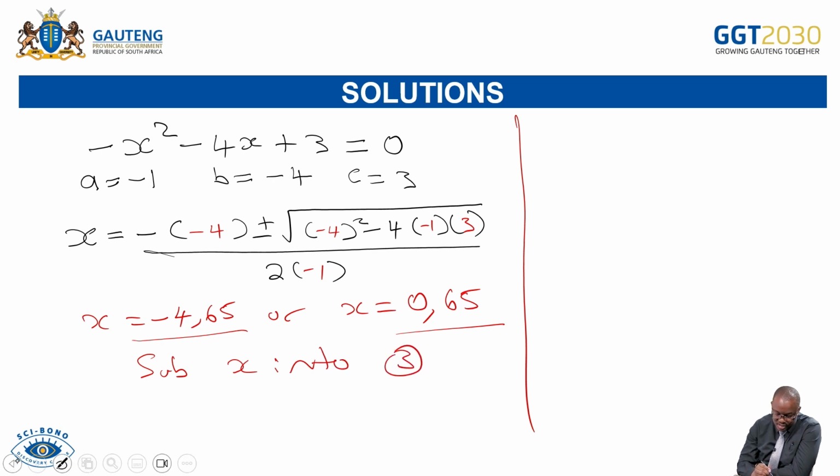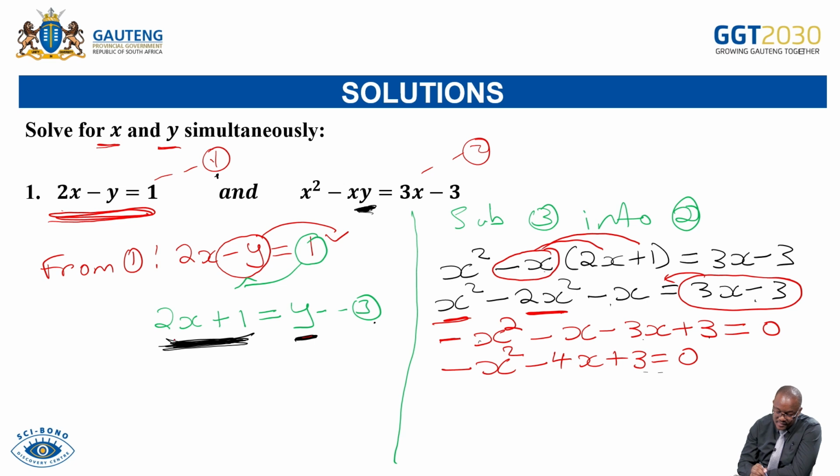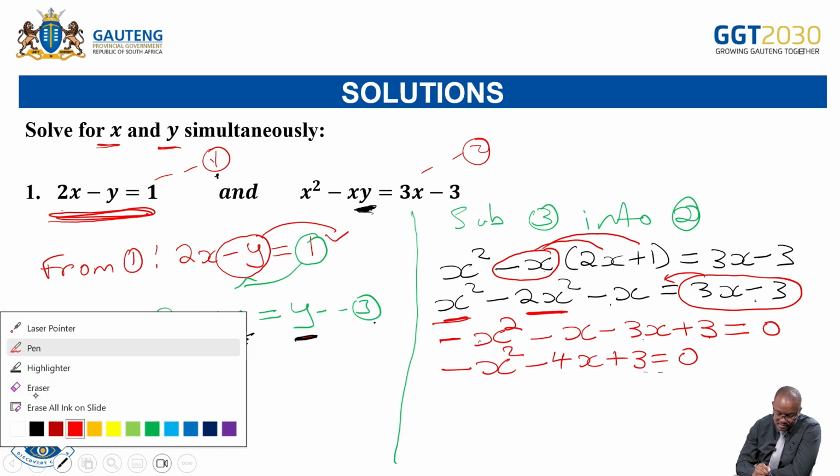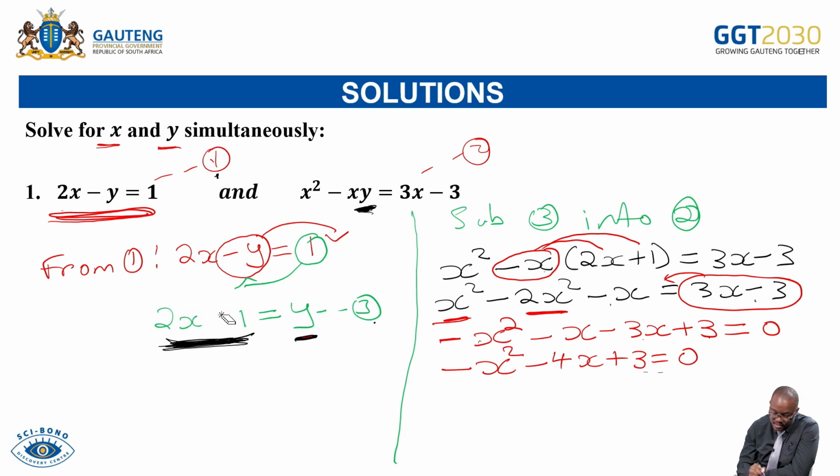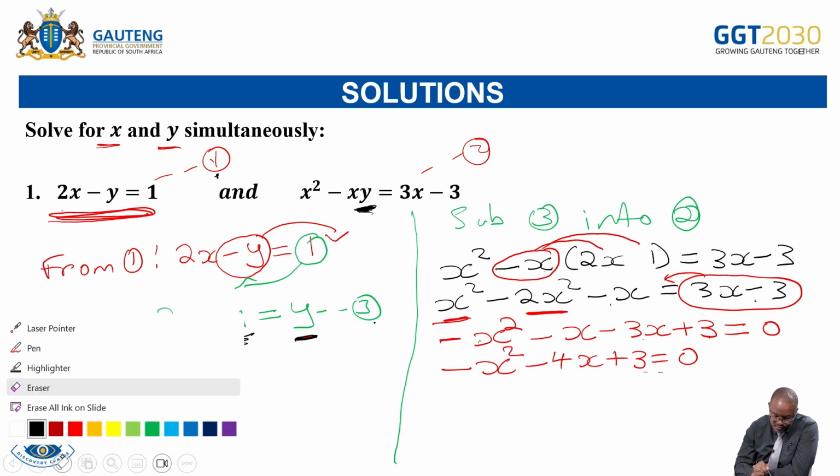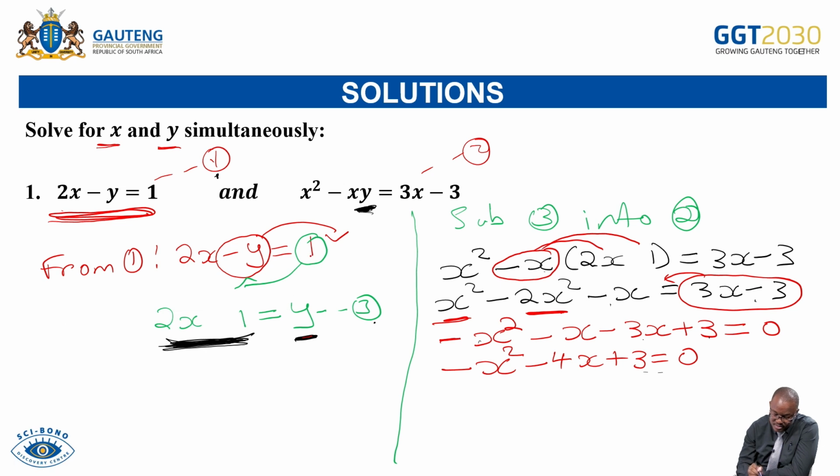So remember, in equation number 3 we have y, that is 2x plus 1. So, oh, I made a mistake. I made a huge mistake here. We will fix it. As I was transposing this one, it has to be negative, not positive. That one there is supposed to be negative there. Then there it will be positive.